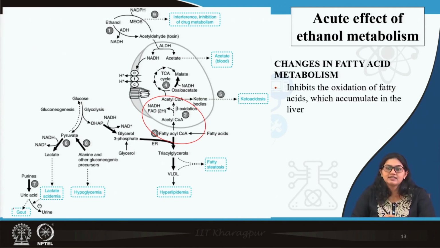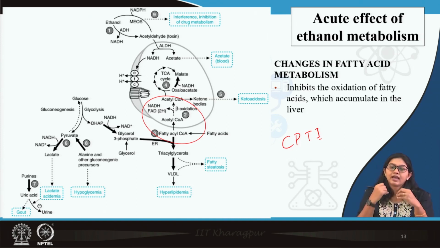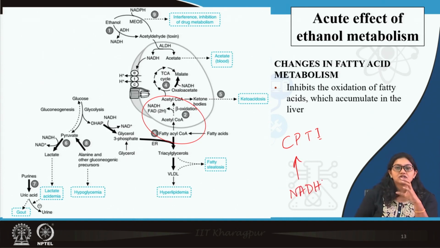So, one very important enzyme which is inhibited by high NADH content in the cell is CPT1, which is related to beta oxidation of fatty acid. Now, carnitine palmitoyl transferase 1, if you remember, was responsible for transferring activated fatty acid from the cytosol to the mitochondrial matrix. This enzyme is inhibited by high NADH, which causes decreased beta oxidation. Because there is decreased beta oxidation, there is accumulation of those activated fatty acids.